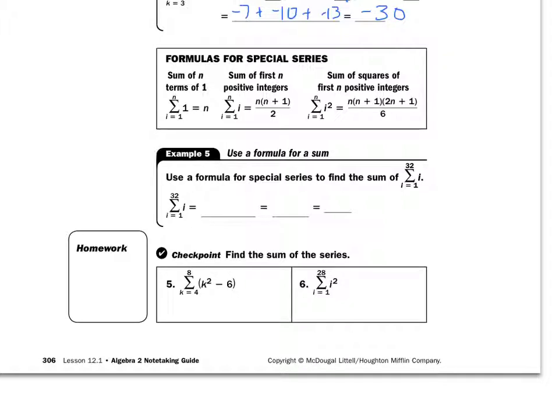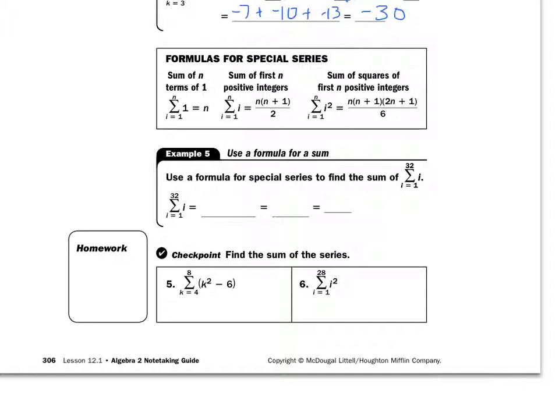All right, so formulas for special series. There's some specific formulas if you want to add up different things. Like if you just want to add up all the integers, that would be the first one. If you want to add up all the positive numbers, that would be the second one. If you want to add up all the squares, or the sum of the squares of the positive numbers, that would be the third one.